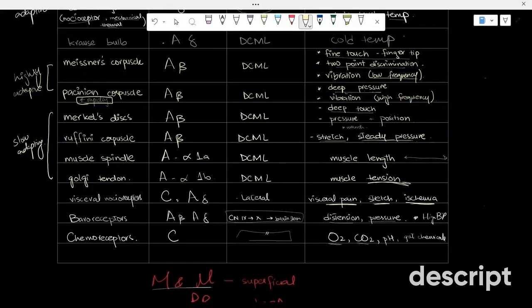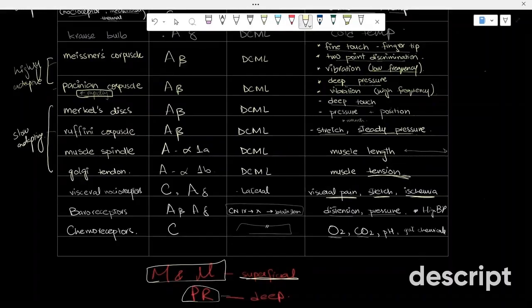Also, there is another mnemonic to remember. The M&M, the Merkel's and Meissner corpuscles, are superficial. So the PR, which are Pacinian corpuscle and Ruffini corpuscle, are present deep.